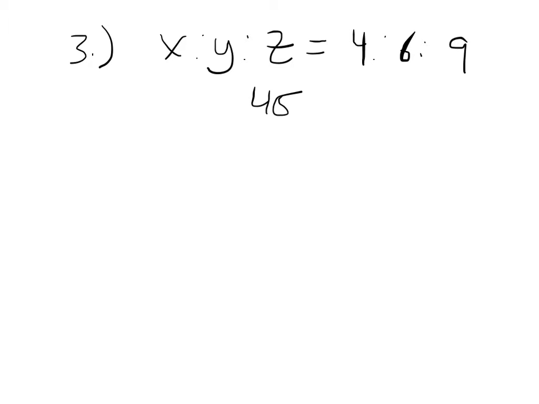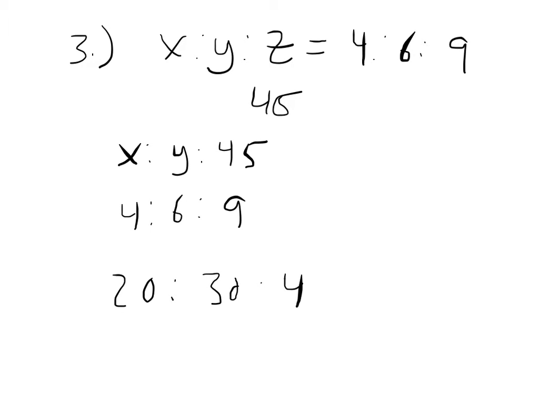Okay, for number 3, we're looking at X to Y to Z equals 4 to 6 to 9, and I'm told Z is 45. So then I want to have X to Y to 45, and I've got to somehow match that up with 4 to 6 to 9. Well, 9 times 5 is 45, so if I multiply everything in this ratio by 5, I'm going to get a 45 here. So then I'm looking at 20 to 30 to 45.